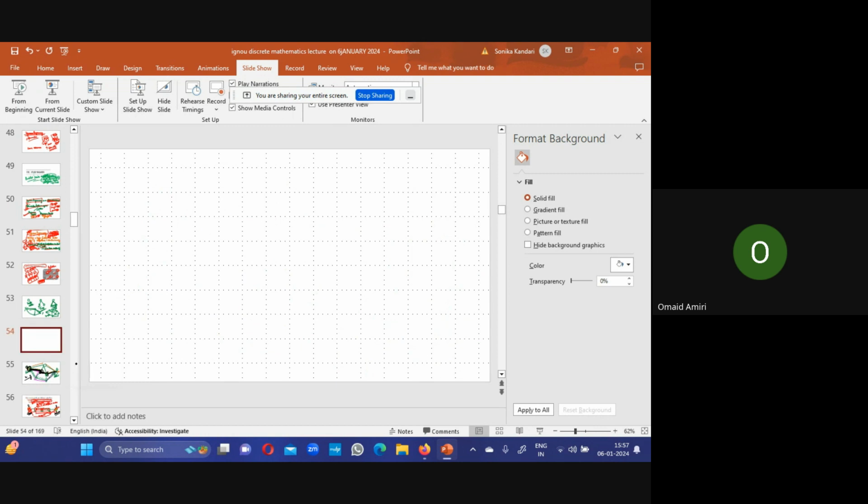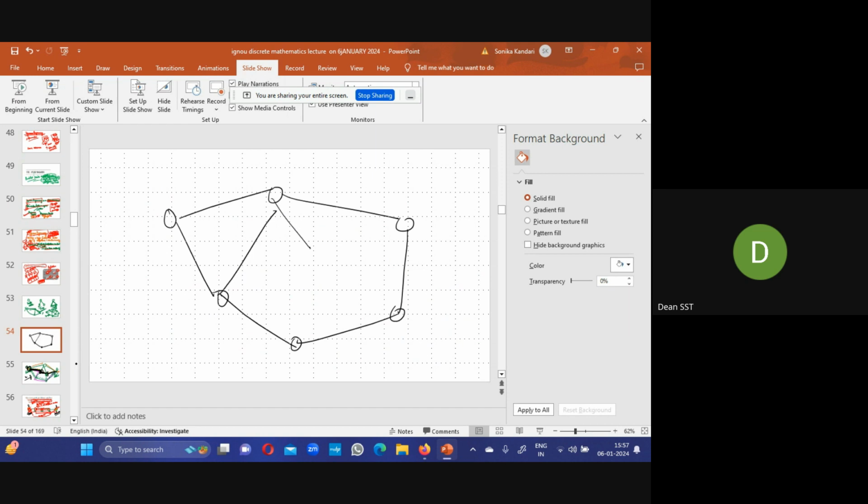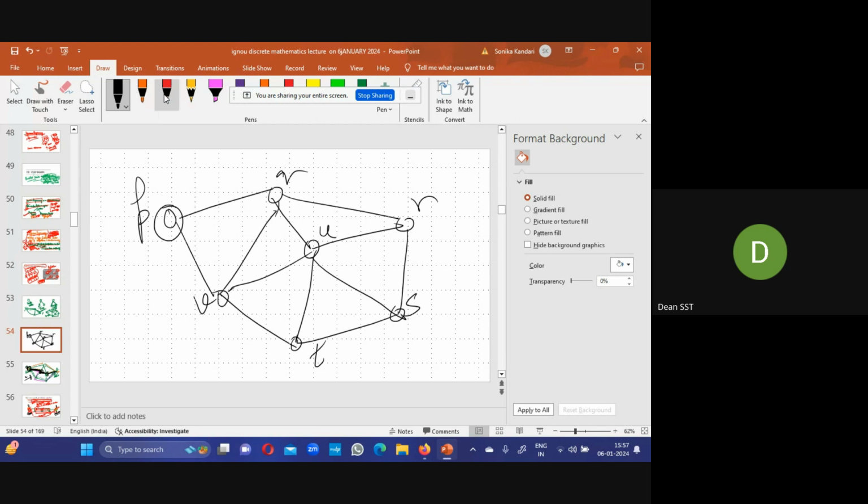Fine. Suppose this is a graph. See here, this is a graph. Is my graph visible to all of you? Yes, ma'am. P, Q, R, S, T, U, V. These are the nodes. P is the source and S is the destination. I have to find the shortest path between P and S.